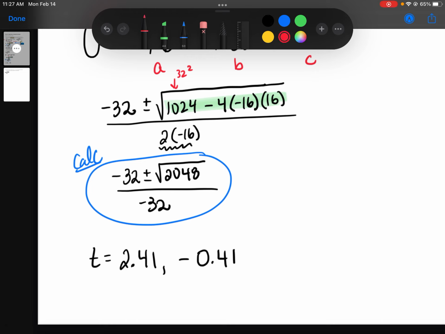Okay, now this one's an interesting problem. There's one step we have to do, and that was we just have to get rid of any negative answers. So this is representing time in seconds, and you can't have negative time, so we just get rid of the negative. We only want positive numbers, okay? So this is the only answer.